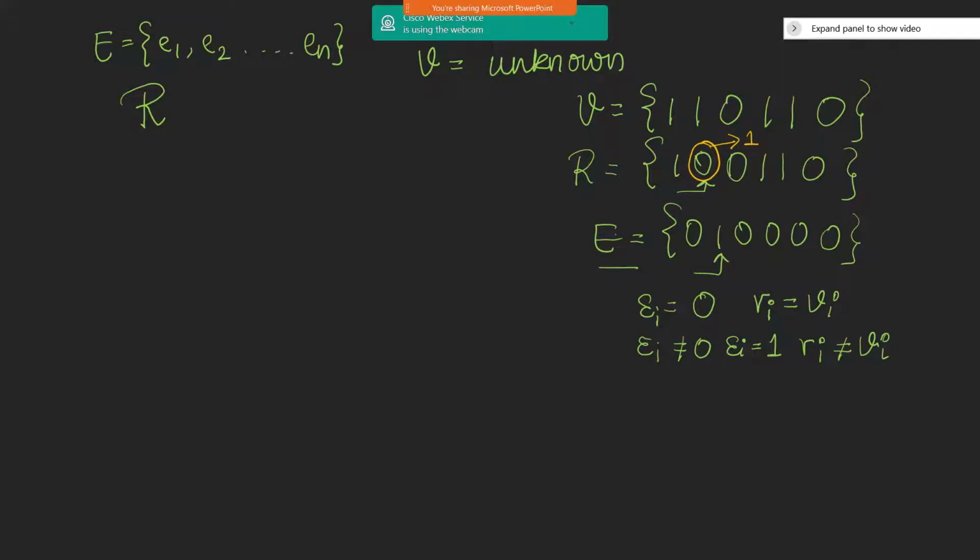But while obtaining this error pattern, the receiver will not know exactly how to calculate it, because the only known parameter is the received vector.